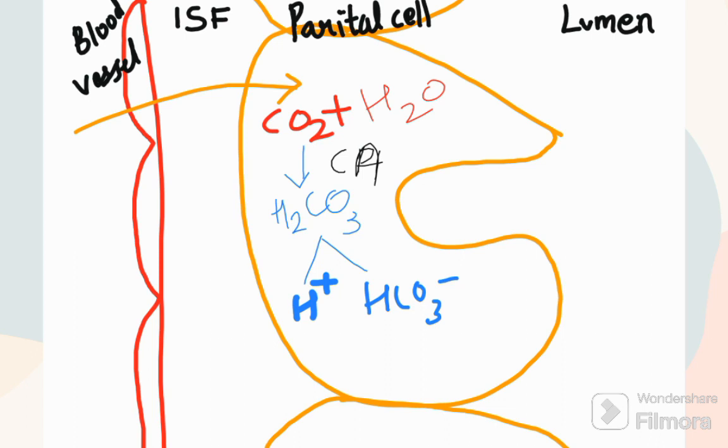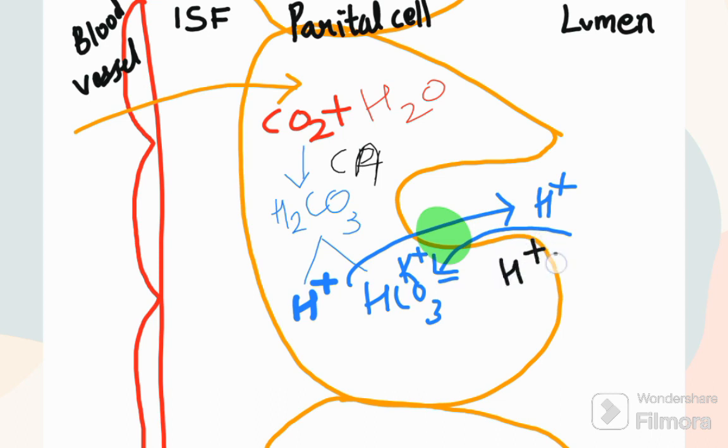How is it done? Now the H plus is sent out of the cell, and in reverse, K plus is brought into the cell. This is done by a pump which is the H plus K plus pump, and it contains H plus K plus ATPase.